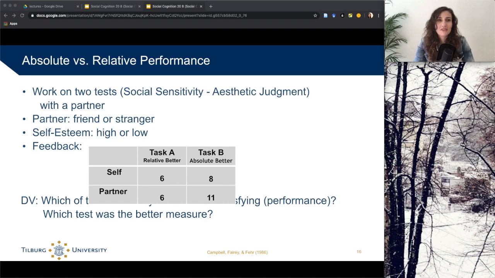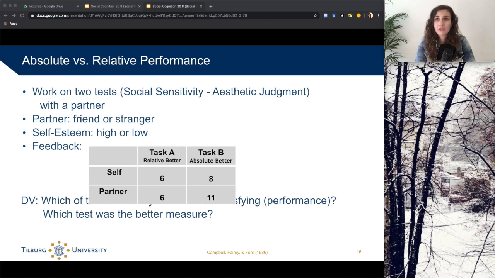In a study about absolute versus relative performance information, participants were asked to work on 2 tests. They were asked to work on a social sensitivity test and one about aesthetic judgment. And they were asked to do this with a partner, and the partner was either a friend or a stranger. And participants differed in their self-esteem. They were, according to their self-esteem, split into high versus low self-esteem groups. And then participants received some feedback about the task performance.